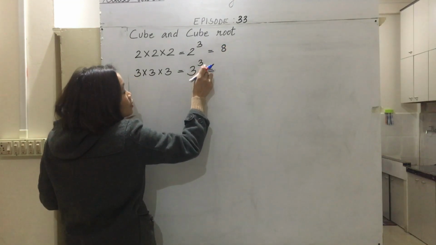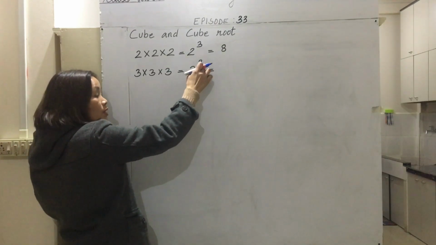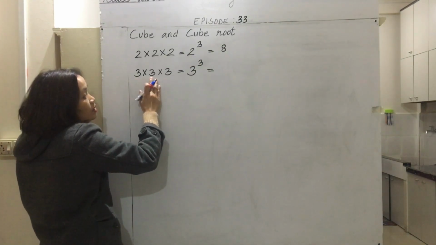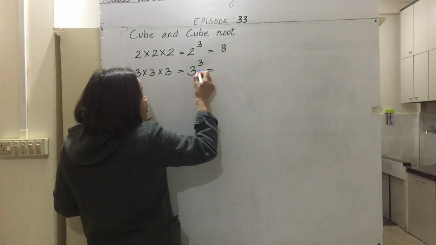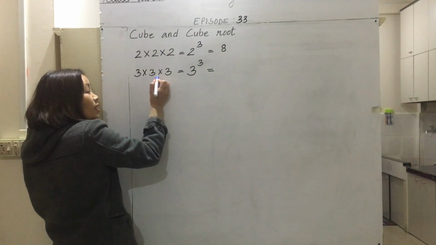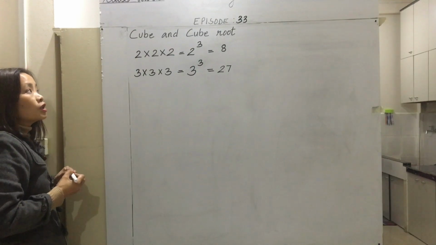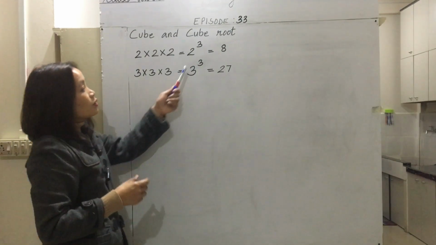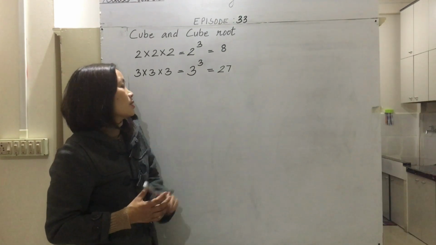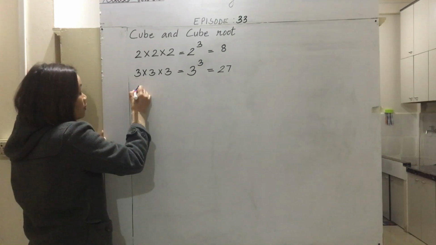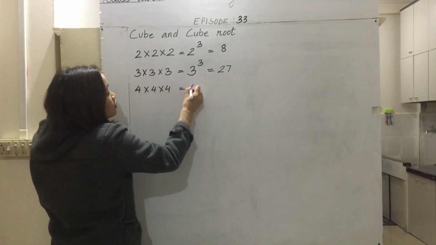So 3 cube is not 3 into 3, right? It is 3 into 3 into 3. 3 is multiplied by 3 for 3 times. So 3 3s are 9, 9 3s are 27, right? This is called cube. So 2 cube value is 8, 3 cube is 27.